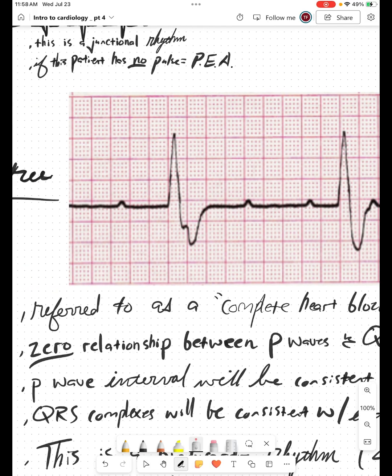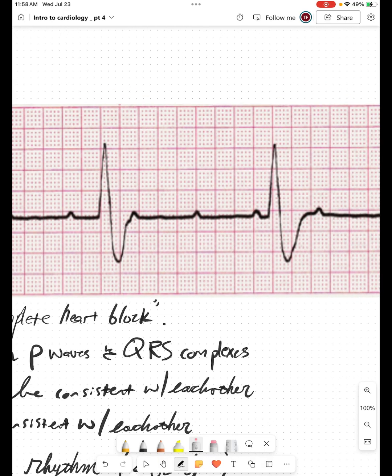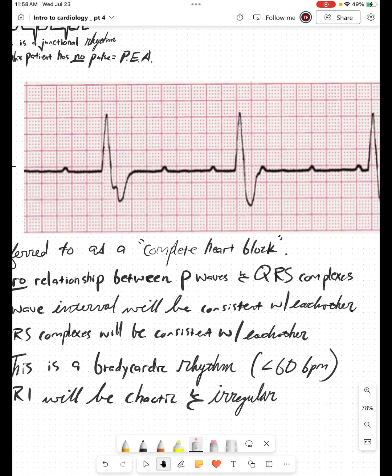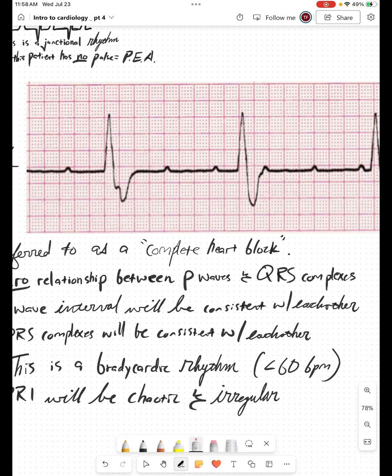So, I mean, what is this? The distance between here and here is different from here and here, which is different from here and here. It's just wildly chaotic. But I tell you what isn't chaotic is the interval from P wave to P wave and QRS to QRS. Those are actually fairly regular. They're just not synced up with one another.